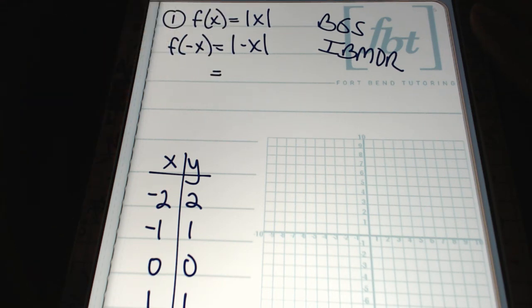And when you simplify the absolute value of negative x, you need to understand, guys, that the absolute value is simply the distance to 0.